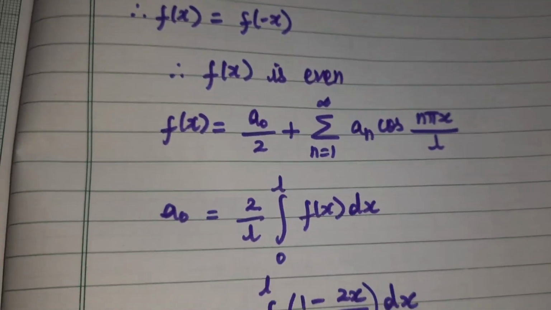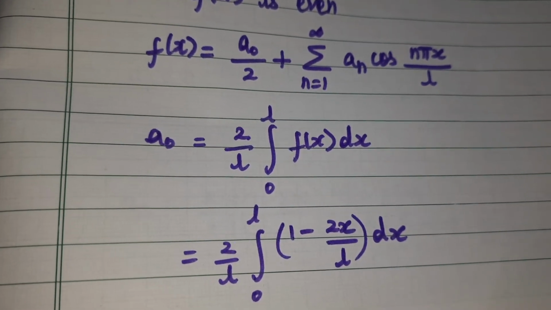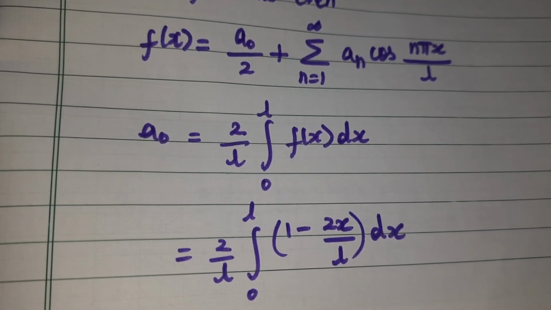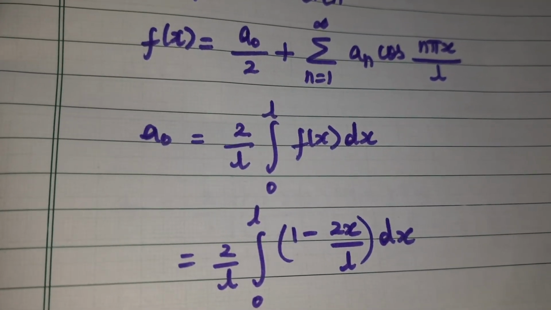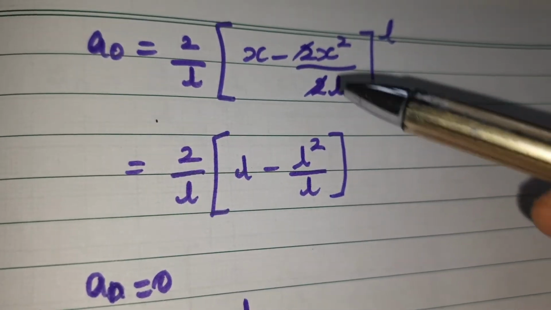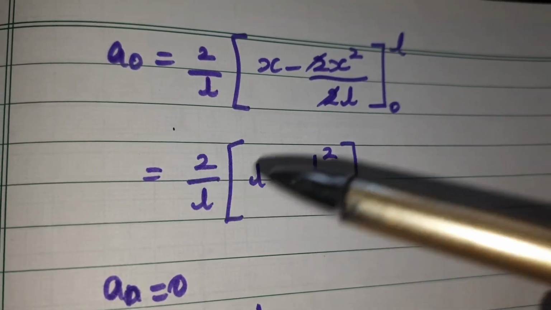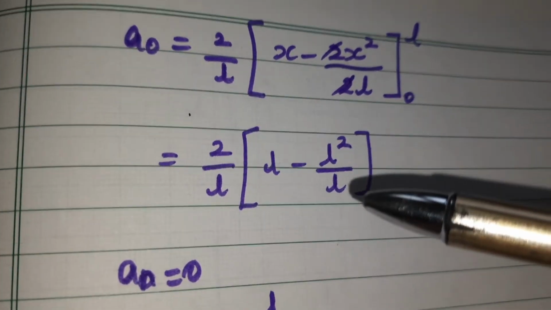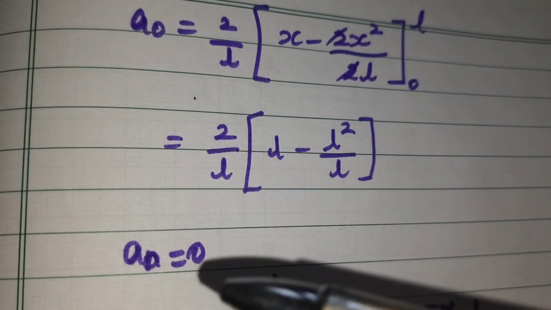So a_0 is equal to 2 by L into the integral of 0 to L of f(x) dx. Therefore 2 by L into the integral of 0 to L of (1 minus 2x by L) dx. So integration of 1 is x and integration of 2x is 2x square by 2 into L. Here 2 and 2 get cancelled and apply 0 and L. Therefore 2 by L into L minus L square by L. Here if we solve this we get a_0 equal to 0.